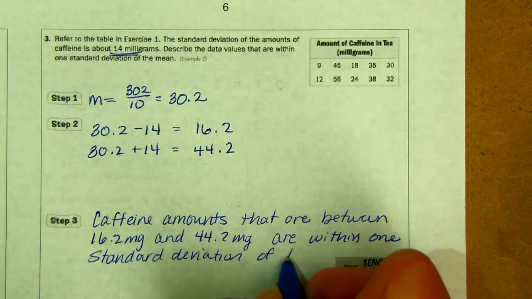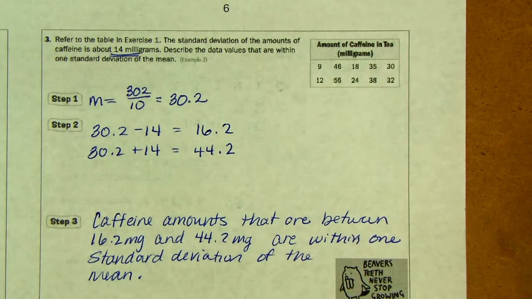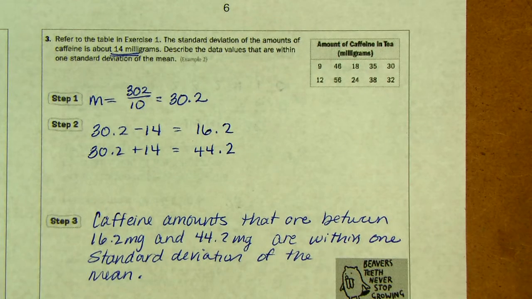Simple. Calculate the mean, adding them all up and dividing by the total, then we subtract the standard deviation, we add the standard deviation, we get our range, and we write our sentence.